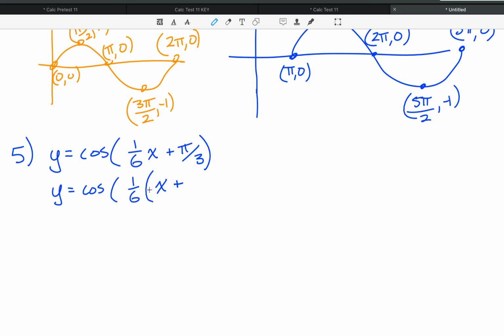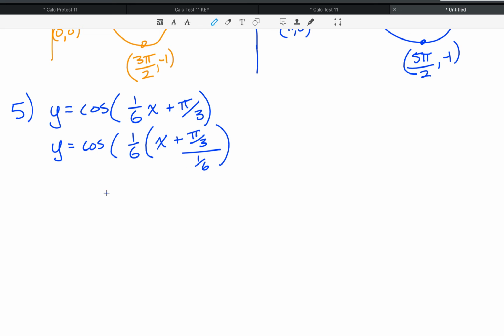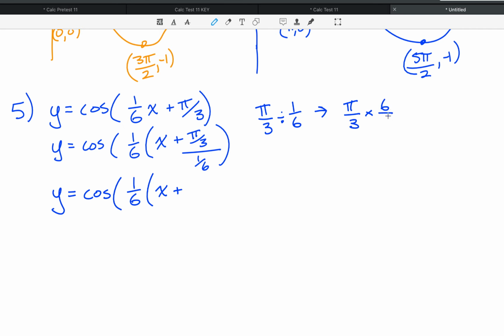But when we factor out a 1/6, we're saying this number divided by 1/6, and this pi over 3, that has to be divided by 1/6. Each of these two numbers were divided by 1/6. So this is my way of showing my work. Sometimes I just jump right to the answer. So let me write my final equation that I'm going to be graphing. I have 1/6 x plus that thing. I have a fraction divided by a fraction. That means I have pi over 3 divided by 1/6. I'm going to keep it, change it, flip it. This is going to turn into pi over 3 times 6 over 1.